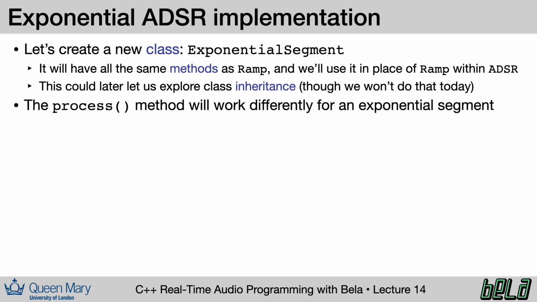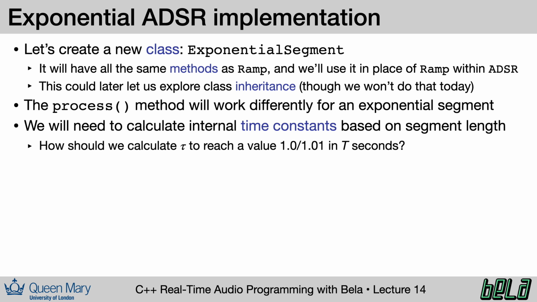We're now going to implement the ADSR with exponential segments rather than linear ones. To do that, we're going to create a new class called Exponential Segment, which we're going to use to replace the ramp object within ADSR. We're going to have Exponential Segment maintain all the same methods as ramp, such that later on we could use it to explore class inheritance, which is a concept we won't cover more today. One important difference between ramp and exponential segment will be the calculations that happen inside the process method.